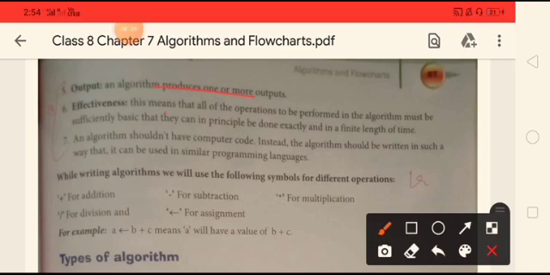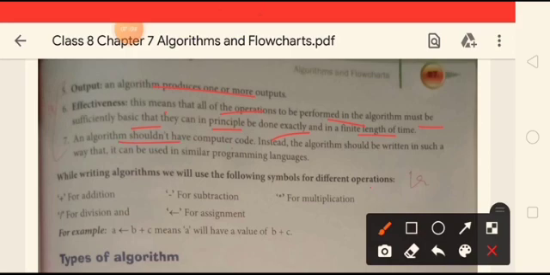Then next one is effectiveness. This means that all of the operations to be performed in the algorithm must be sufficiently basic that it can in principle be done exactly and in a finite length of time. Means your algorithm and your steps should be effective, okay, in such a way that they can be completed in a finite length of time, in a time frame. So the program and algorithm should be effective.